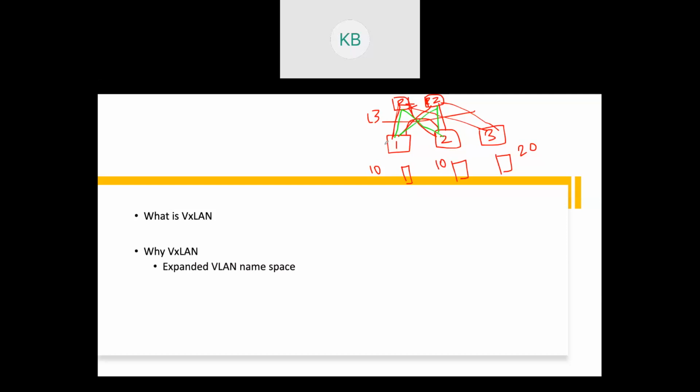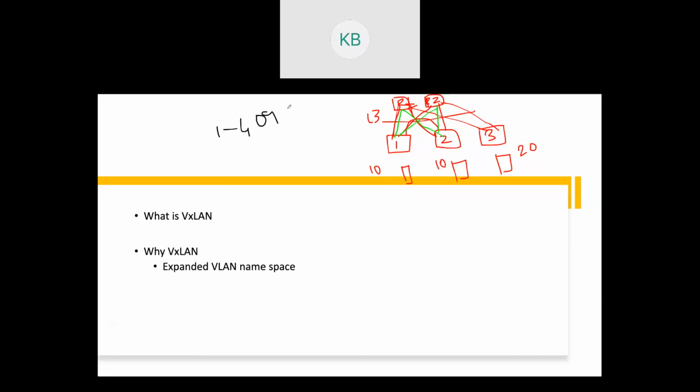Now, expanded VLAN namespace. What we have in a traditional network is we use VLANs, and the number of VLANs is, we know, 4096. That's the maximum number of VLANs we get, 4096.